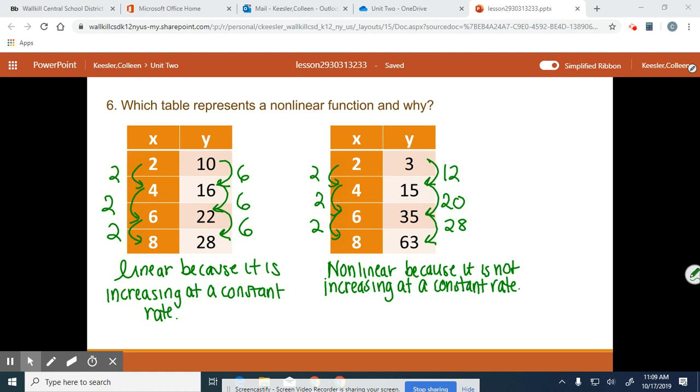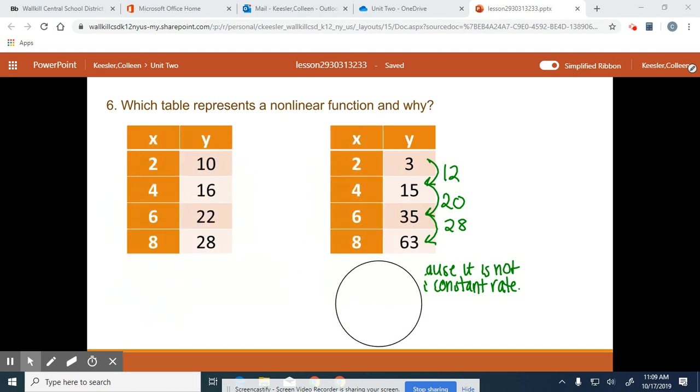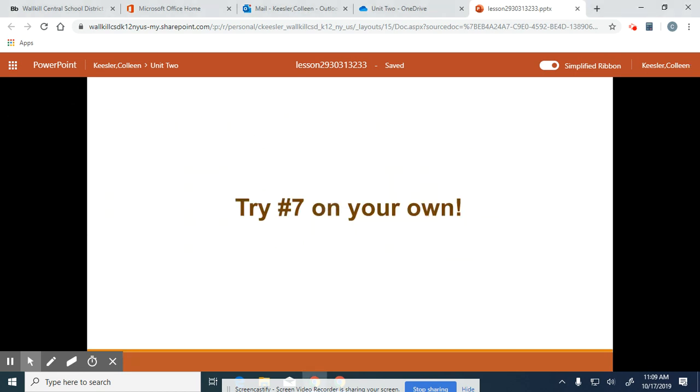Okay, so it's important to be able to recognize that from the table. So you're going to try one last example like that. Again, make sure you check in with me when you're done so I can be sure that you've got it right, and then you can move on to today's exit ticket.